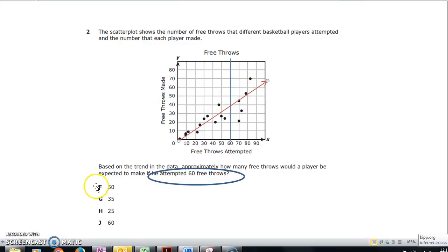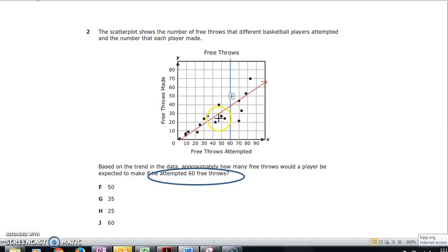So now I'm going to go through each of my answer choices. I'm going to look at how many free throws made each of these answer choices would show me on this line at free throws attempted and see which one's closest to my line. So if he attempted 60 free throws, let's say he makes 50 of them. He makes 50 is right here. So that's answer choice A.